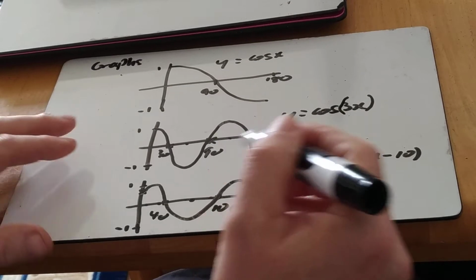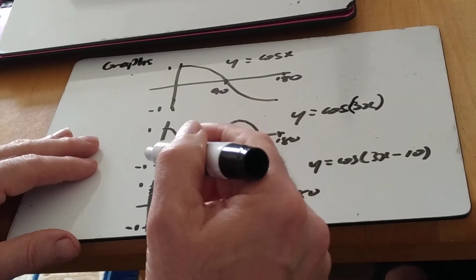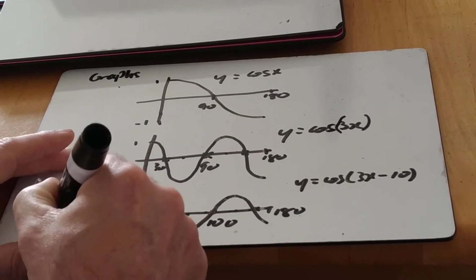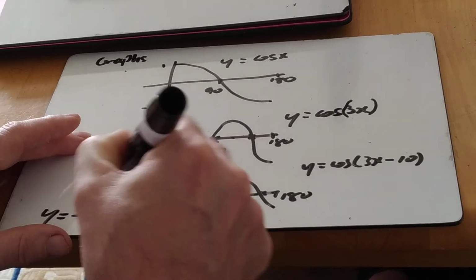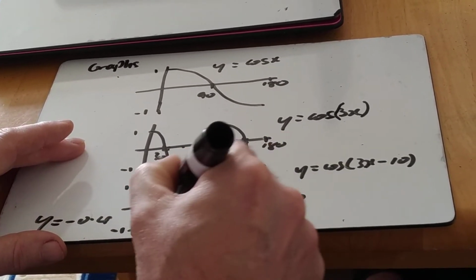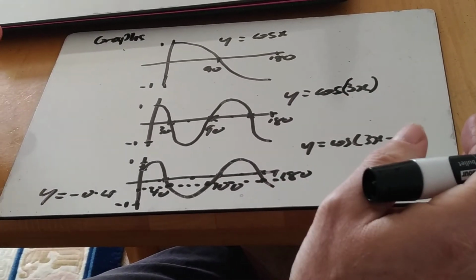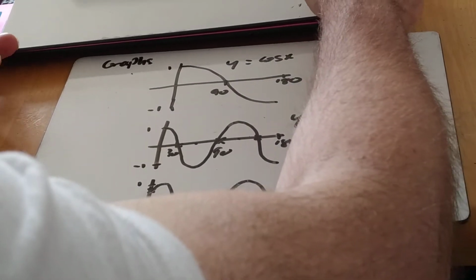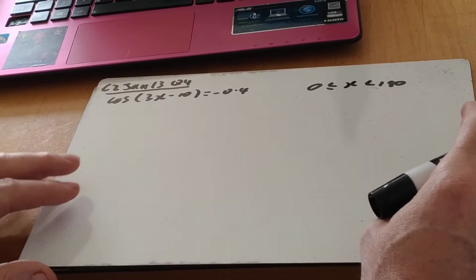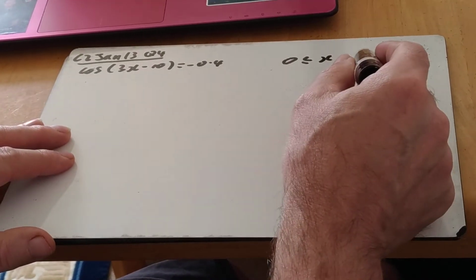What it's telling me is this: if I consider the question cos of 3x minus 10 equals minus 0.4, if I find y equals minus 0.4 on my graph, about there, and go along, it's given me 3 solutions. So I'm going to try and find 3 solutions. Let's go back to the question itself and find my 3 answers. The reason it's giving me 3 answers is because when I do the inverse cos of minus 0.4, there's only one answer in 0 to 180.